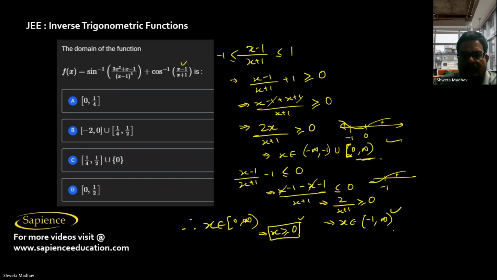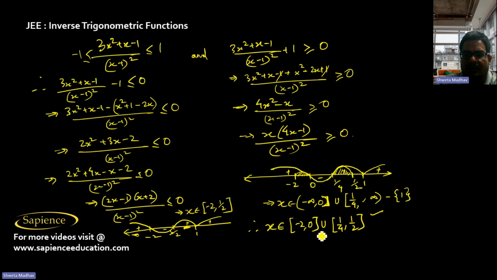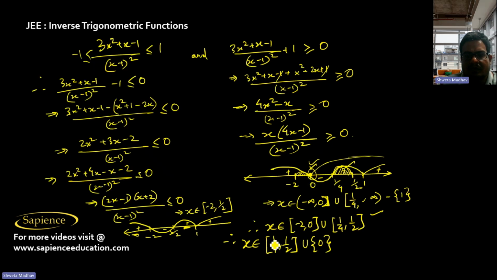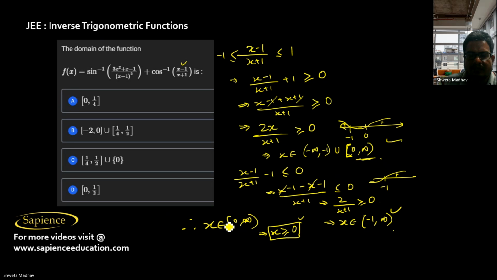Now, this we have to take intersection with x greater than or equal to 0. So therefore, 0 we can include, 0 to infinity. So 0 I can include, and this part we can include. So therefore, the final answer is x belongs to 1 by 4 to half union 0. So it means option C is the correct answer.